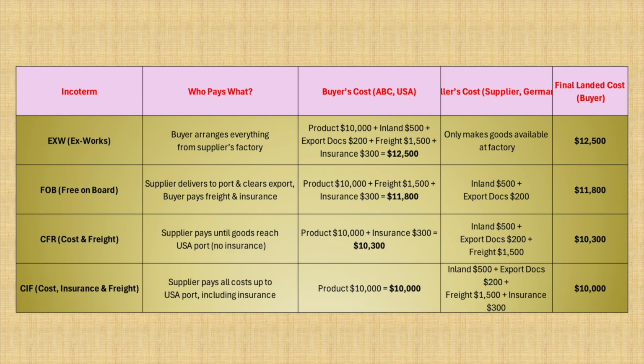Conclusion. As you can see, the choice of IncoTerm has a direct impact on the buyer's final landed cost. Under EXW, the buyer bears maximum responsibility and cost. Under CIF, the seller bears most of the responsibility and cost, making it easiest for the buyer. FOB and CFR fall in between, with shared responsibilities. Understanding these IncoTerms is essential for international trade because they clearly define who pays what and who bears the risk at each stage of shipping.